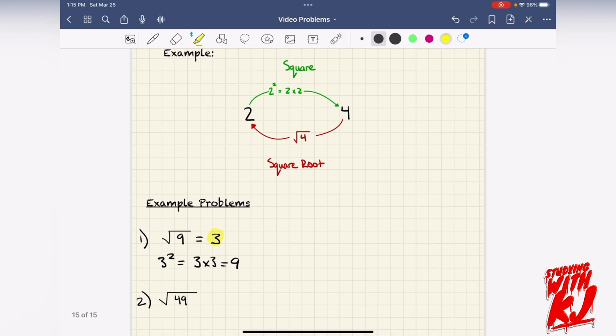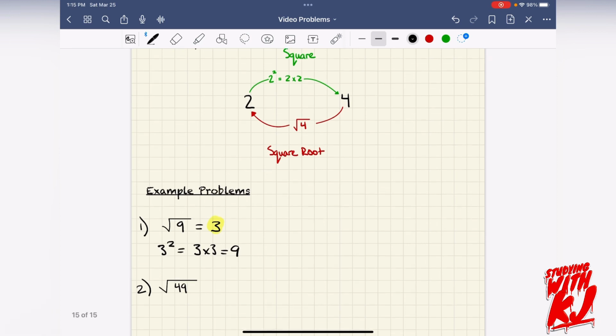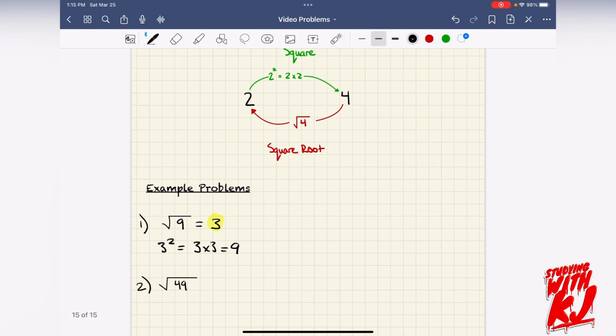Our example problem 2 reads, what is the square root of 49? So in order to find the square root of 49, we must think of what number squared or what number multiplied by itself gives us 49. And that number is 7. 7 squared, because 7 squared is equal to 7 times 7, is equal to 49. So that means that the square root of 49 is 7.